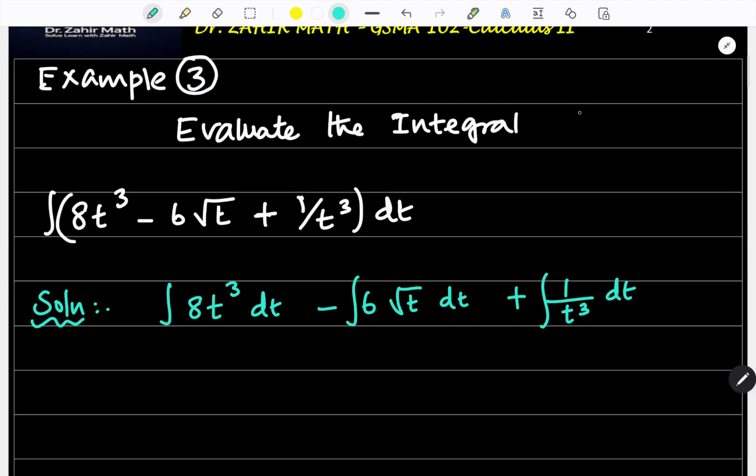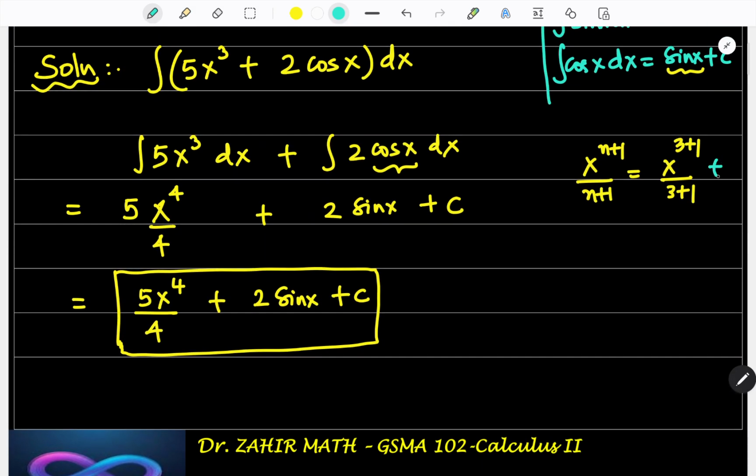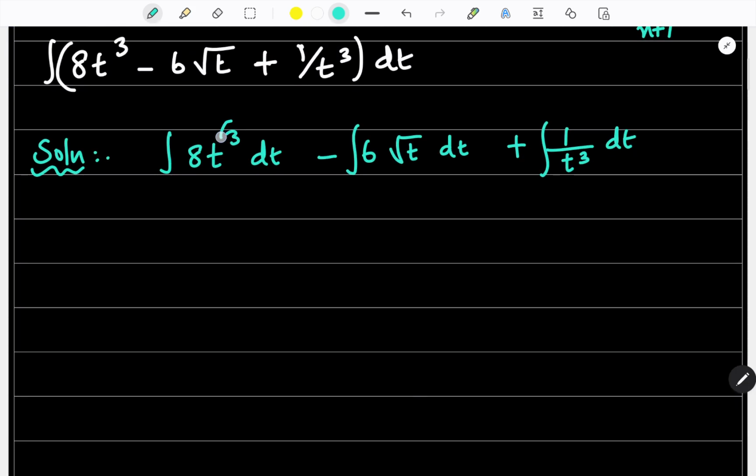We have the formula: the integral of x power n dx is equal to x power n plus 1 divided by n plus 1 plus integrating constant c. Sometimes I may miss plus c, but it is very clear. You have to put plus c. Keep it in your mind. Yes, this is exactly power n, which is 3. Is there any power n here? No. Is there a power n here?